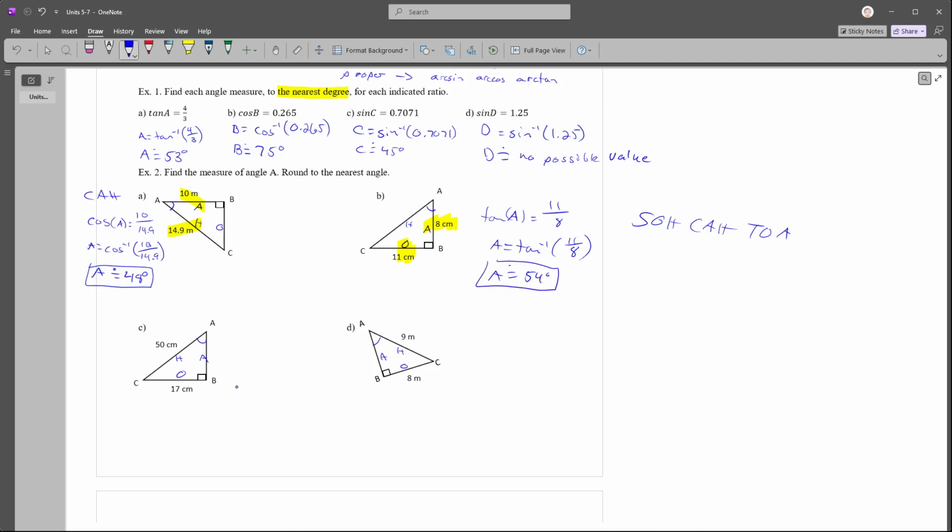Okay, keep going. What else we got here? We got two more. So what sides do we know? We know opposite and we know hypotenuse. SOH, that's sine. So sine of A is equal to our opposite, which is 17, over our hypotenuse, which is 50. So A is equal to sine inverse of 17 over 50, and you get a value of A approximately equal to 20 degrees.